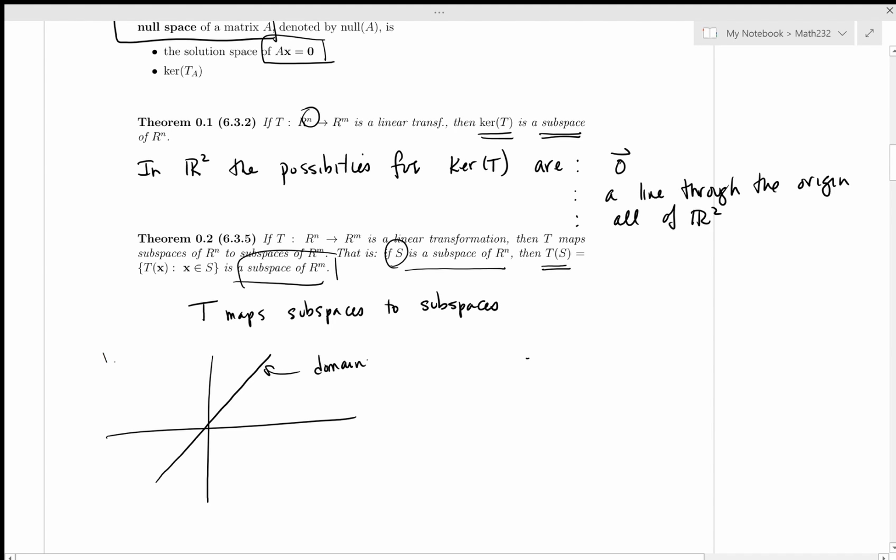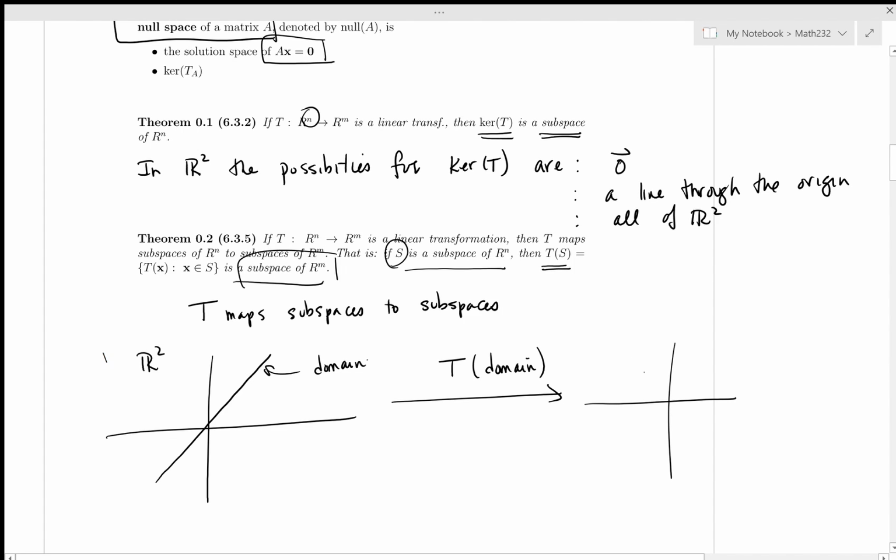And it is, in this case, in R2. We're going to do an R2 to R2 mapping. Then we apply our transformation to the domain, which is that line. And what do we end up with? Well, there's actually two possibilities, depending on what that transformation is.